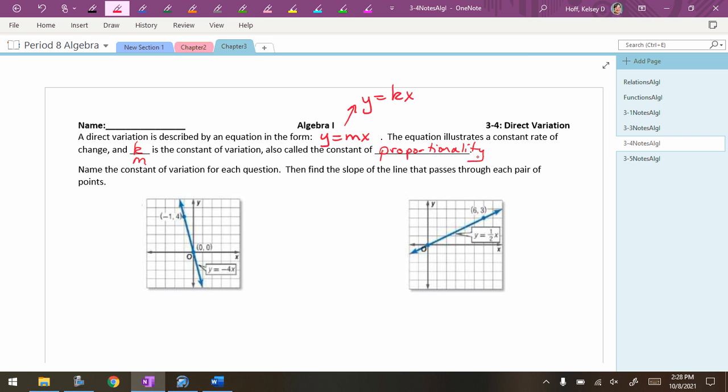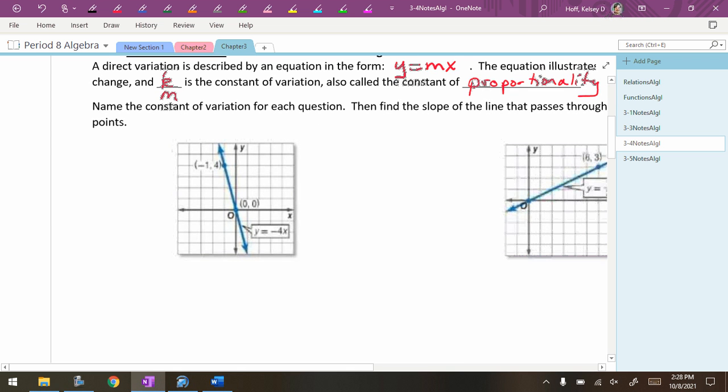Y is always going to be in your equation. X is always going to be in your equation. What you're looking at is the k or the m, the constant of proportionality. Name the constant of variation for each question, then find the slope of the line that passes through each pair of points. So if I give you the equation y equals negative 4x, what's my k value? Negative 4. The coefficient of x is my k value. So my constant of proportionality is negative 4.